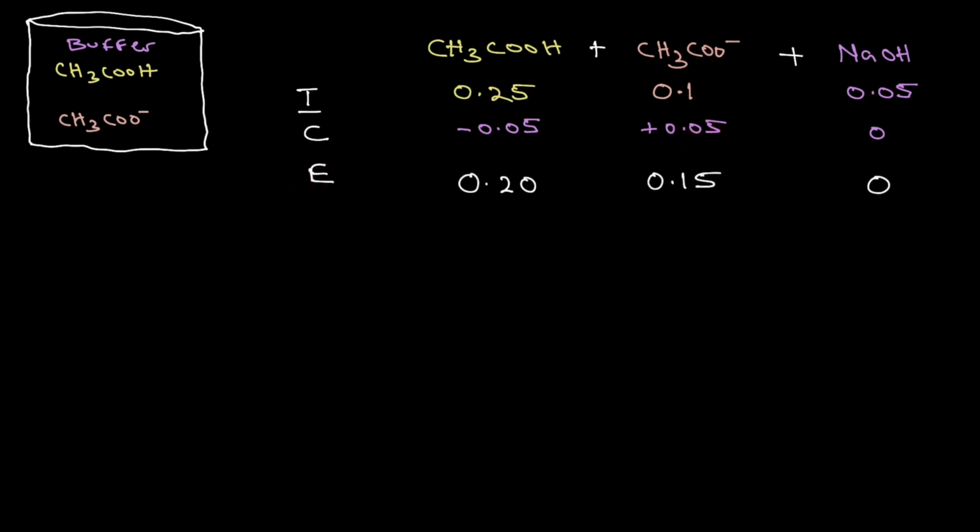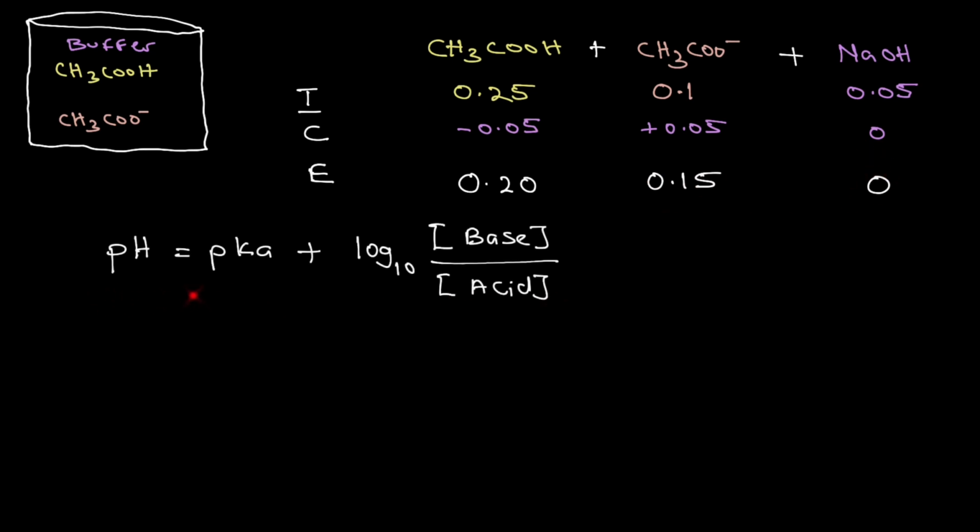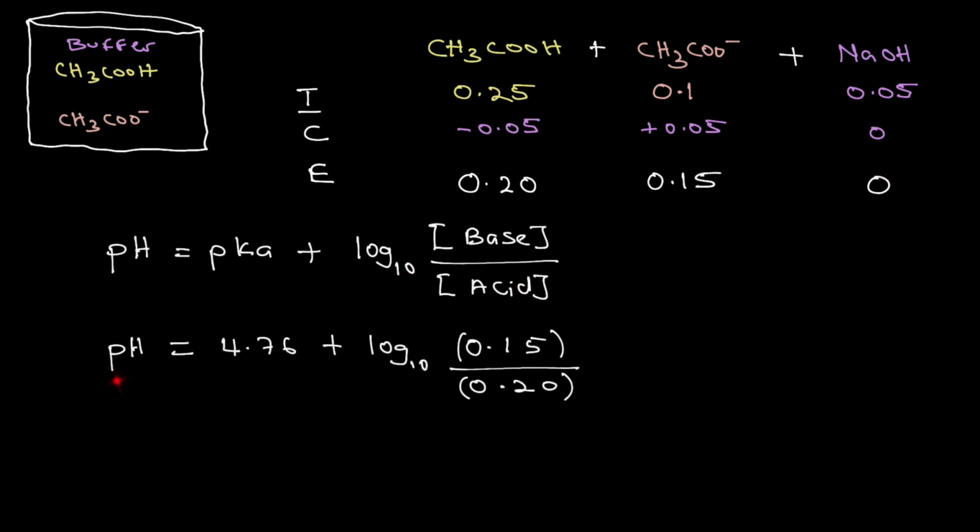At equilibrium, we take away 0.05 from 0.25 to get 0.20, and we add these two together, so we get 0.15, and the sodium hydroxide is 0. Applying the Henderson-Hasselbalch equation, we plug in the values: for the base, 0.15, for the weak acid, 0.2, and that gives pH equals 4.76 minus 0.124938. Final pH is 4.64.